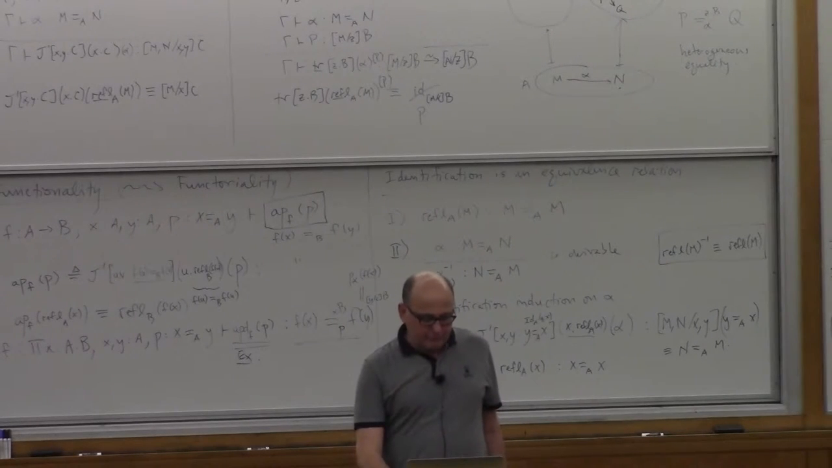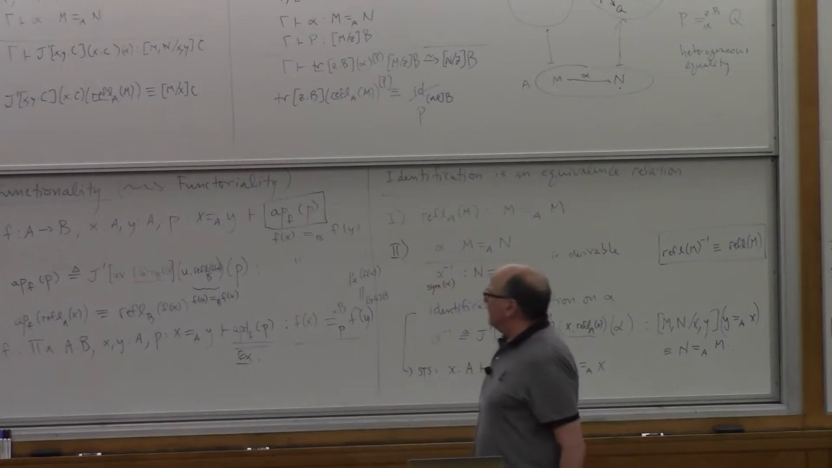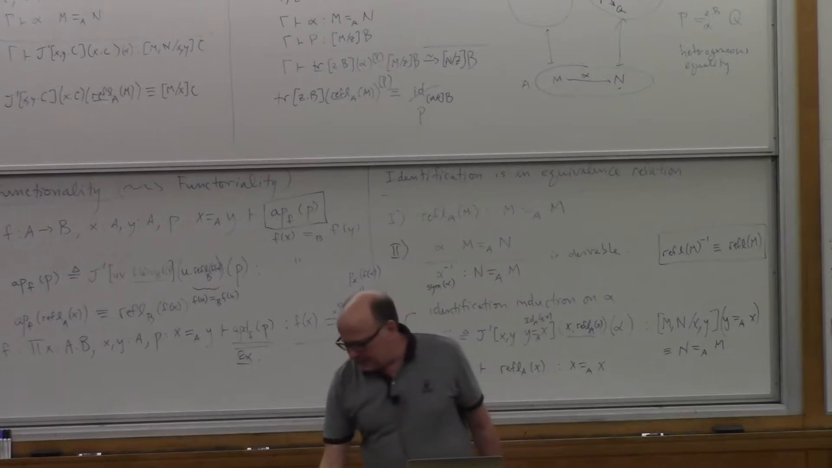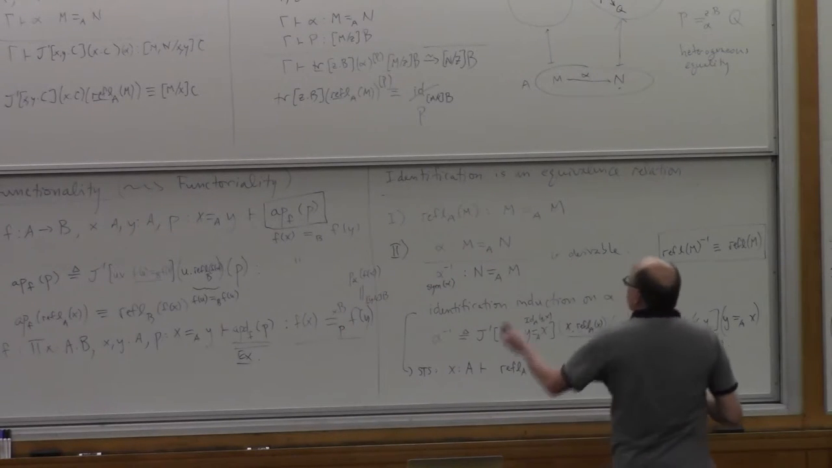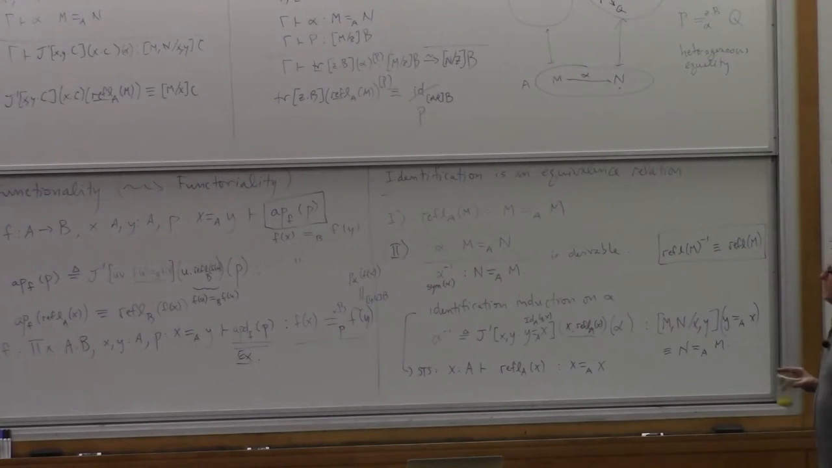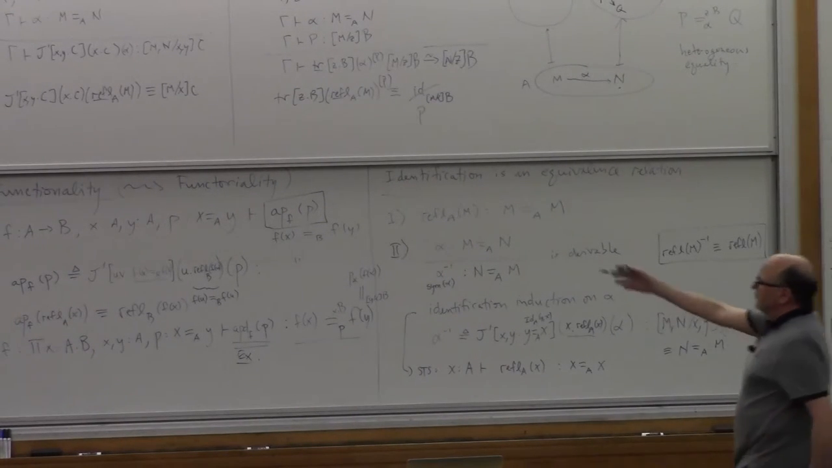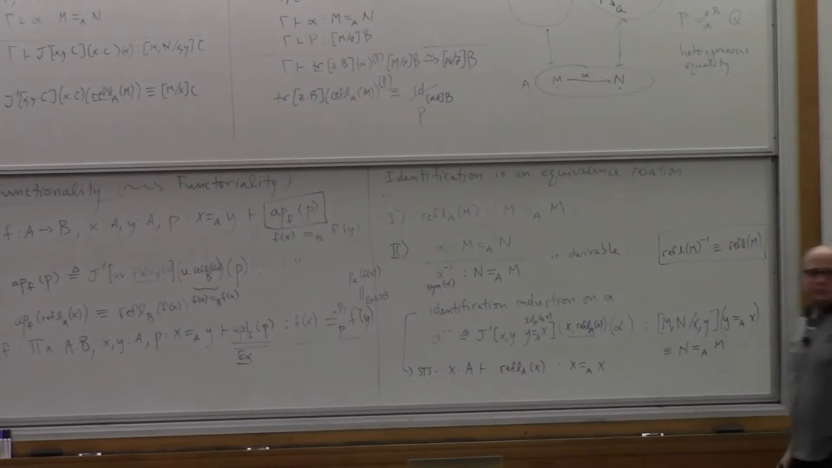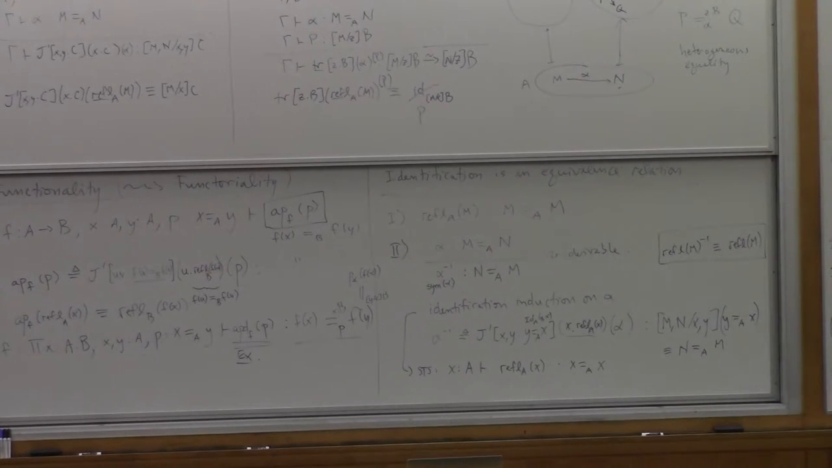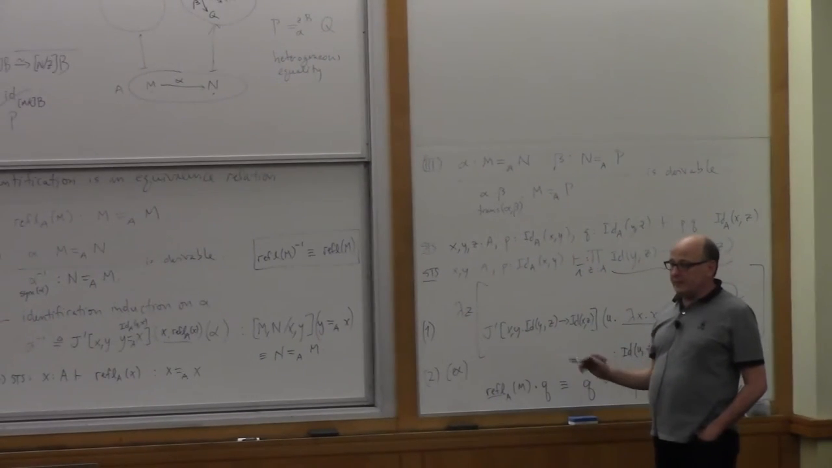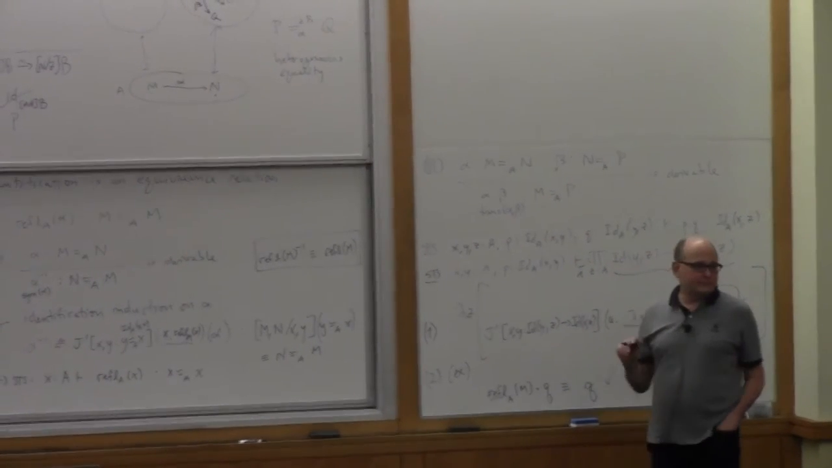Now I claim I have a good notion of equality, because it certainly satisfies the baseline expectations of a notion of equality. It's an equivalence relation, and I can replace equals by equals as a congruence. Okay? So I'm good. So that's a good thing. Okay, so this is the easy part.